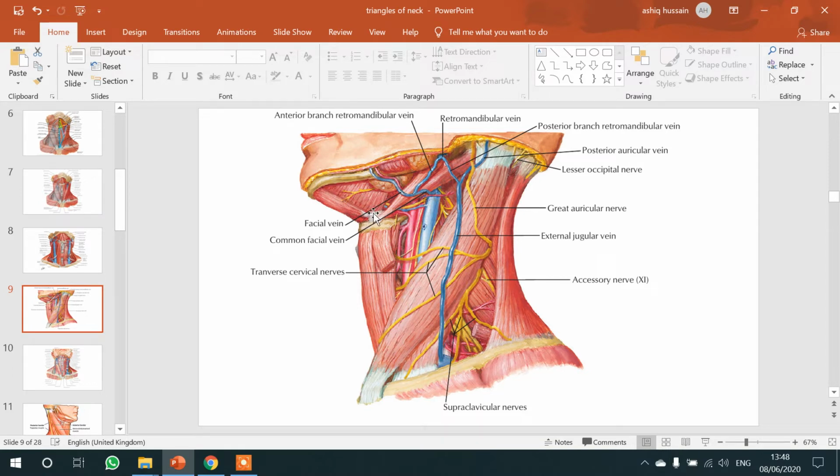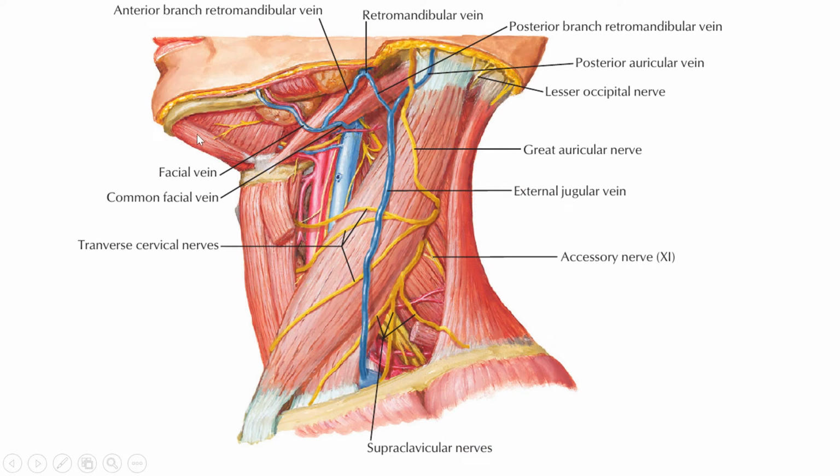Here you can see this is the anterior belly of digastric, this is the posterior belly of digastric, and this is the base of the mandible here. So between these three structures, we have another triangle which is called the submandibular or digastric triangle, because it is present between the anterior and posterior belly, bounded by the anterior and posterior belly of the digastric muscle.